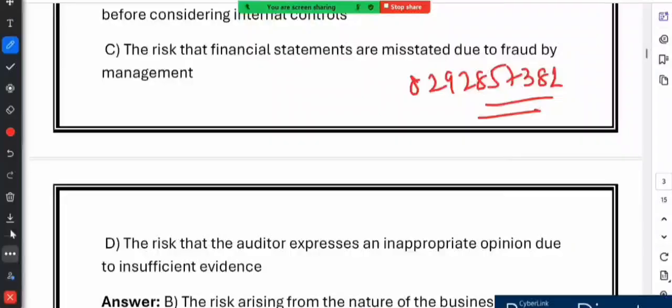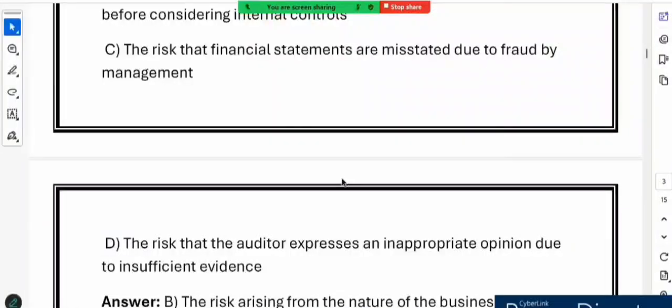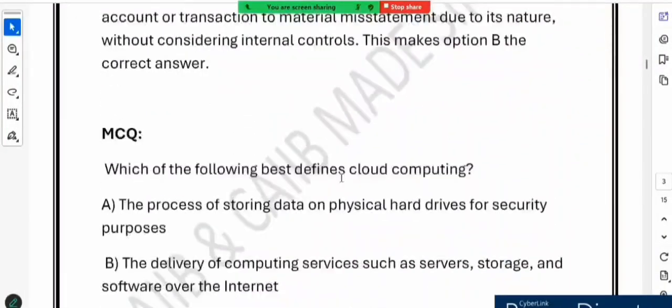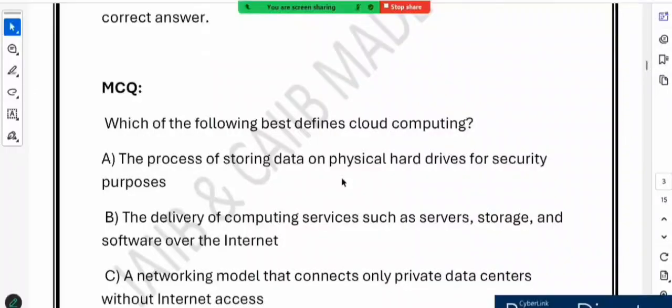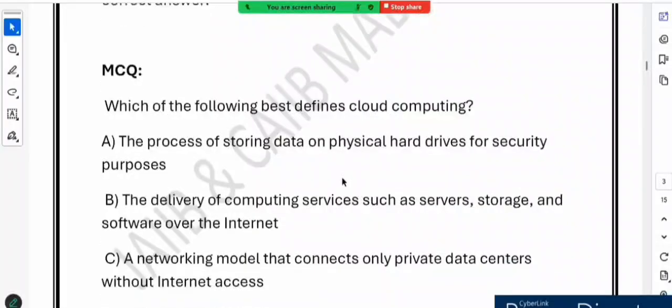Now friends, let's move forward and see the next question that we have. The next question is, which of the following best describes cloud computing? Right, so that is the question. Which of the following best describes cloud computing? Friends, options are: the process of storing data, right?